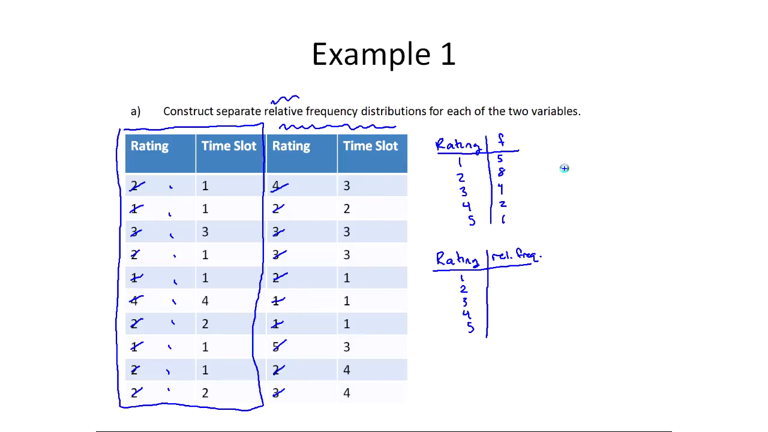20 total. So to calculate the relative frequency for 1, it would be 5 out of 20. And then I also need to do 8 out of 20, 4 out of 20, 2 out of 20, and 1 out of 20. So 5 out of 20 is 1/4, which is 0.25.